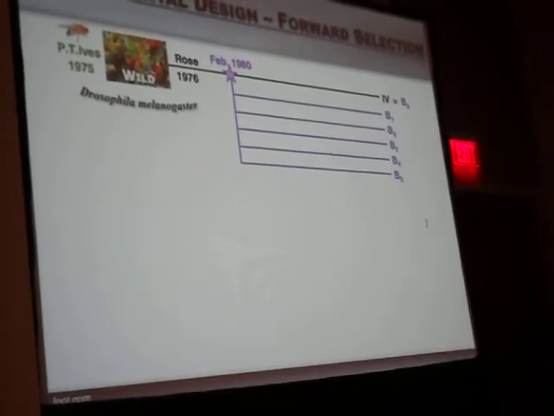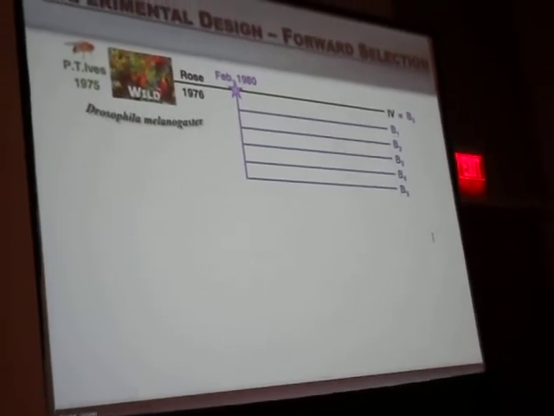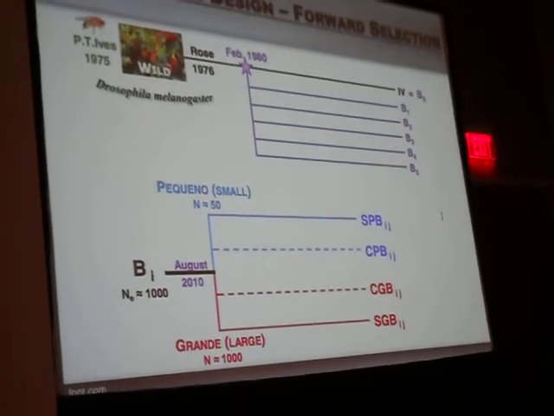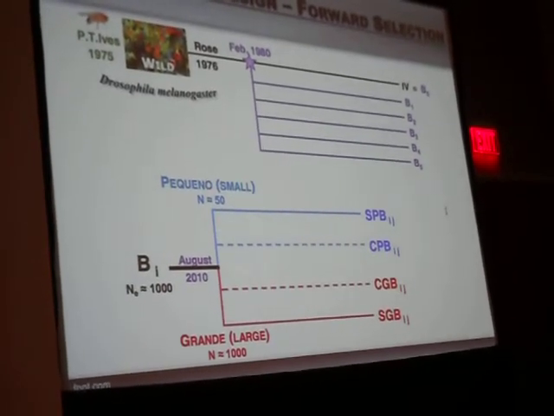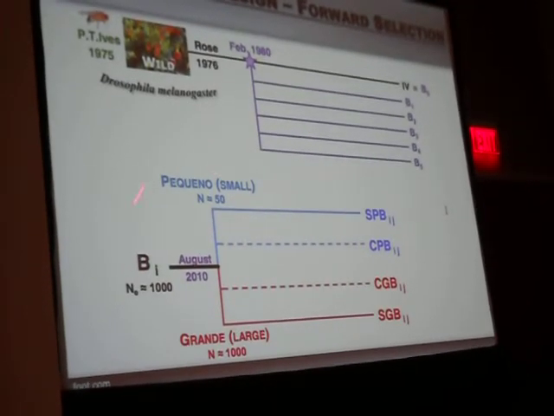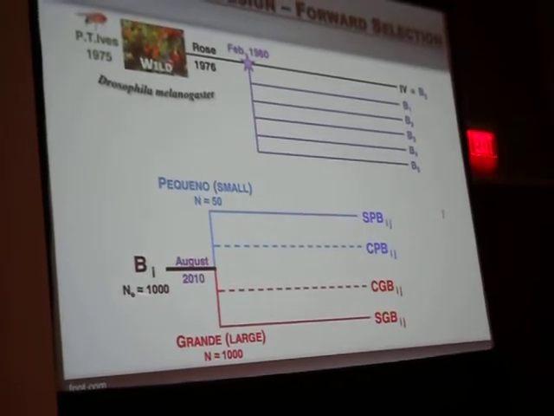Five more lines, the baselines, were formed, and these are the base of my study. In August 2010, I picked up those B lines and I derived two sets: one set of a population that I kept in small size and another one in large size.